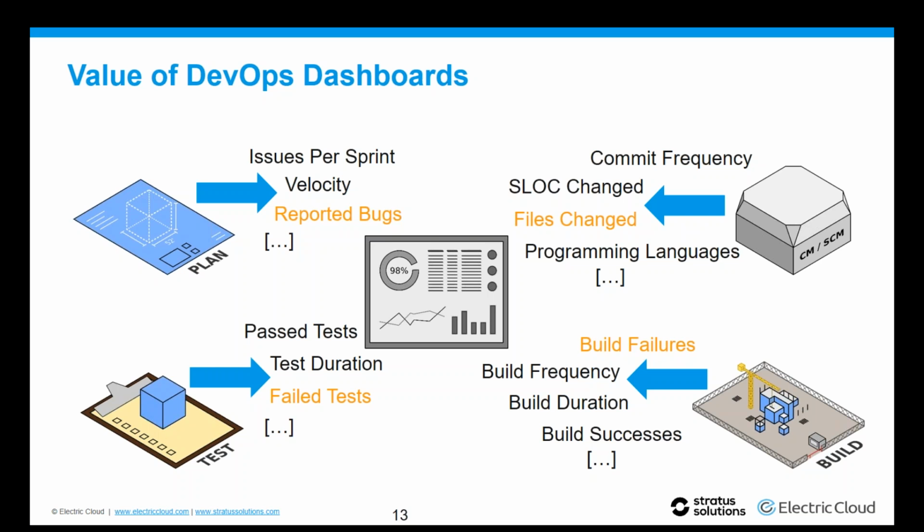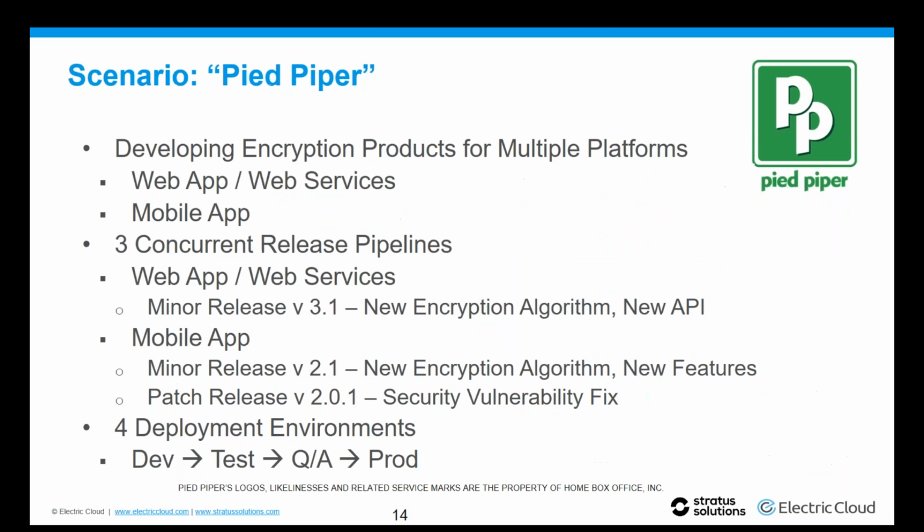So maybe the interrelation between the bugs reported in Jira, the failed tests in an automated test platform, the build failures, and even the files that have been changed, which an SCM tool provides us information about. To illustrate this, we've put together a scenario today based around a software company. We picked one that most people who watch the hit HBO series should recognize. So in our scenario, Pied Piper, we've built a scenario around a typical software team.